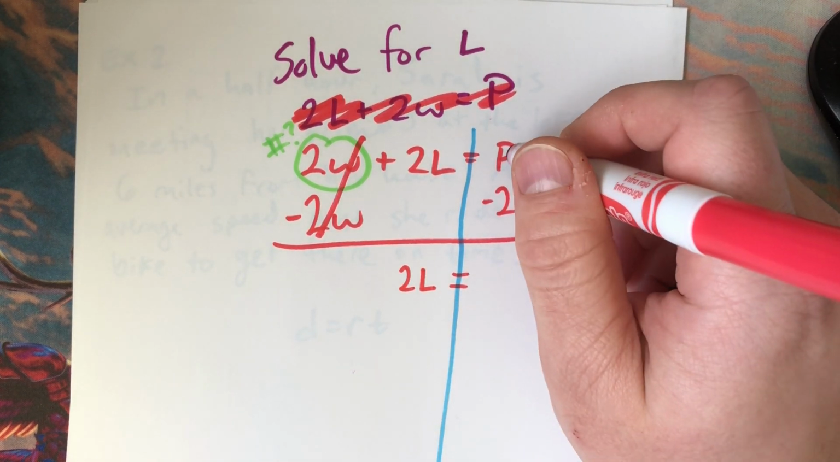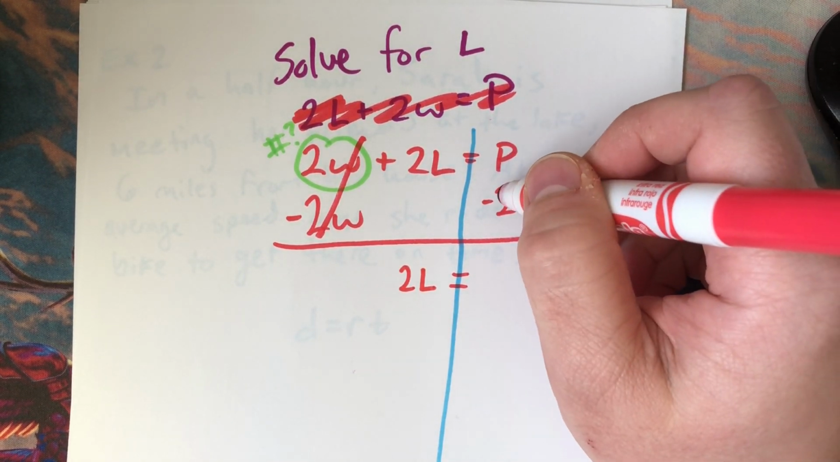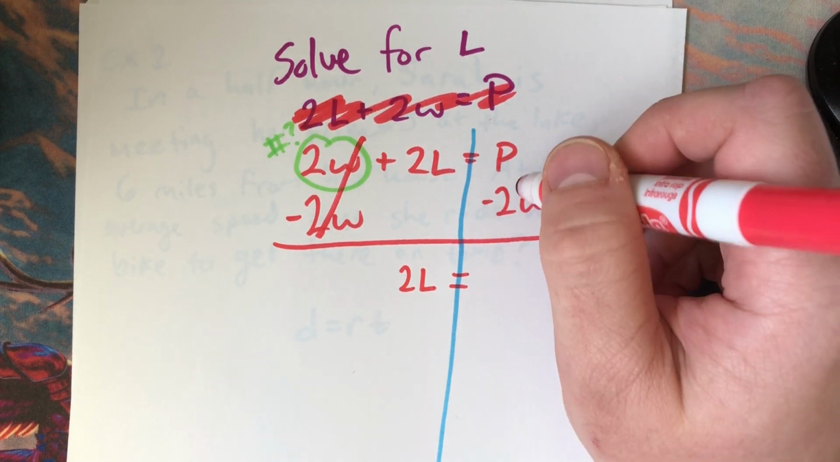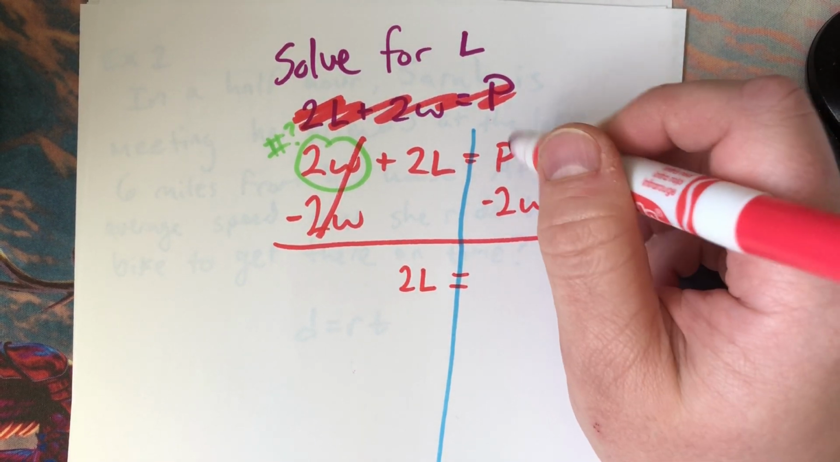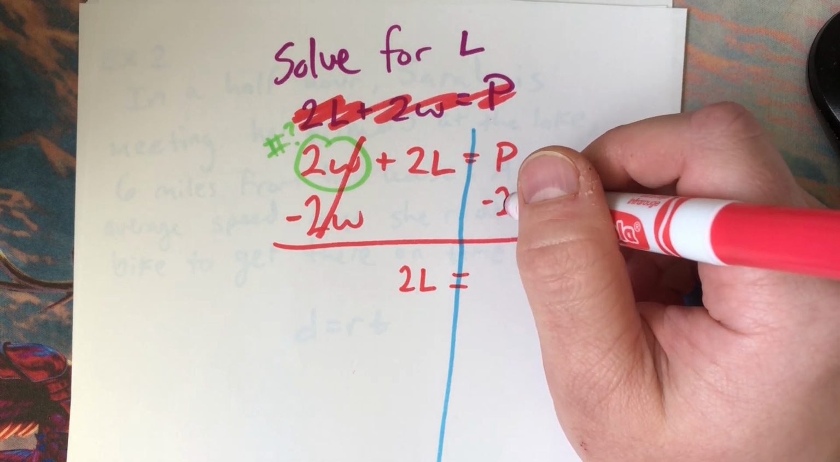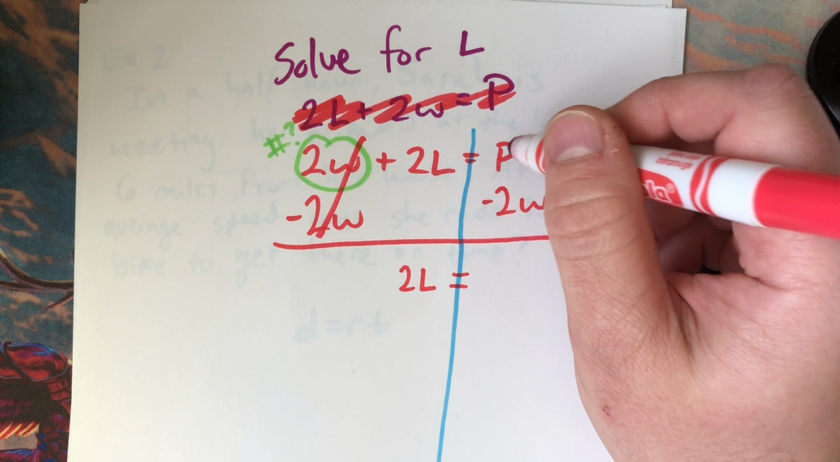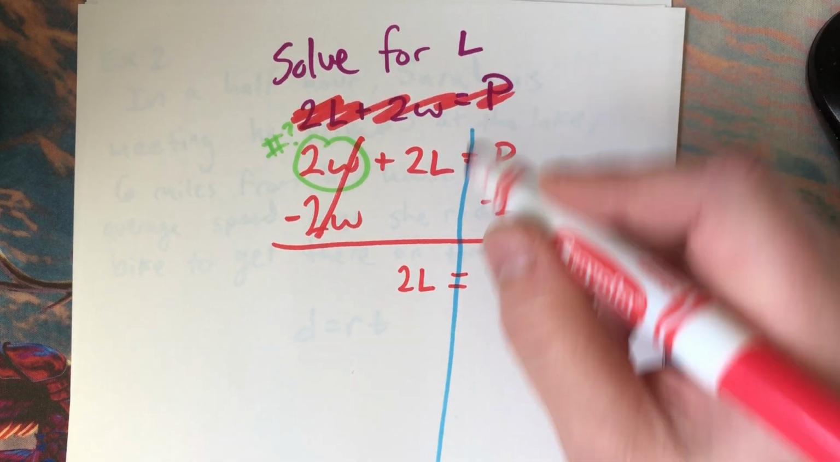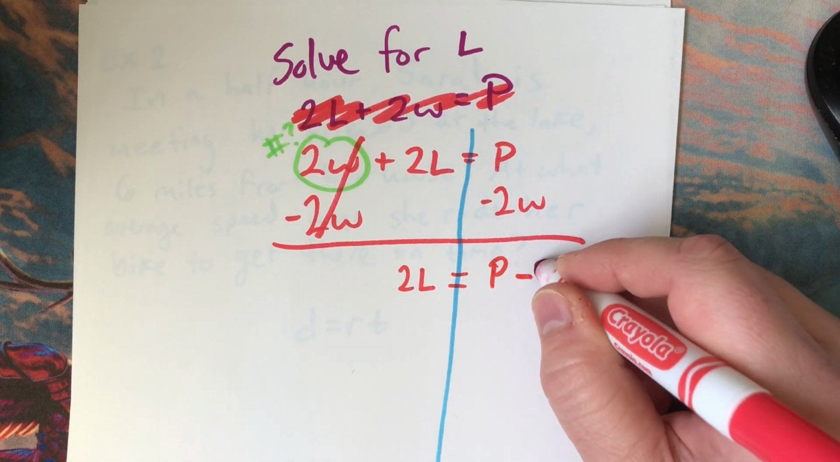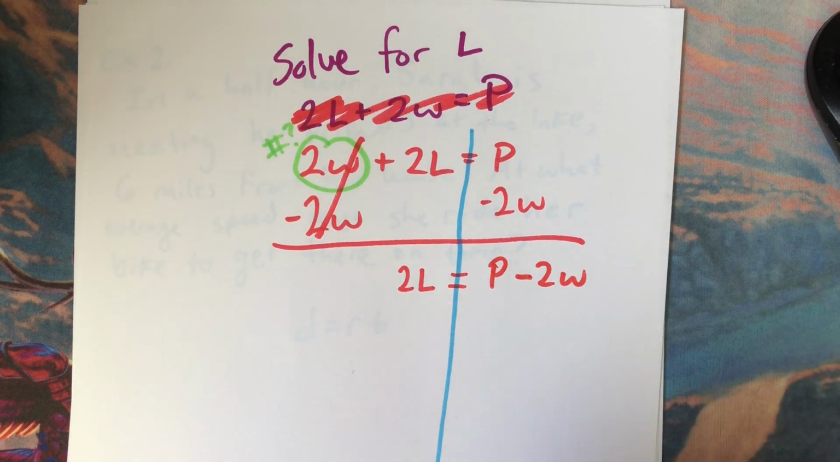Here's the problem. P is some number. 2W is some number, but I don't know what either of them are. I do know that whatever it is, it's going to be P minus 2W. They're not like terms, so I can't combine them. But I can say, whatever P was minus 2W, that's going to be our number.